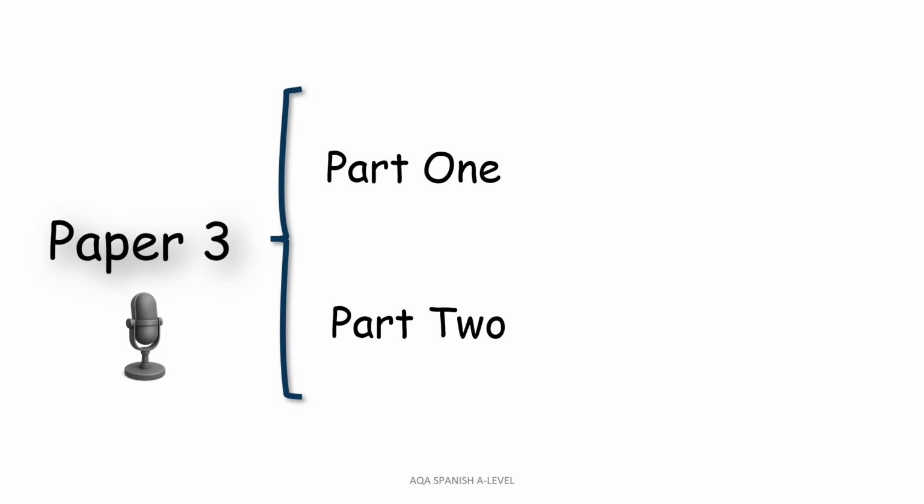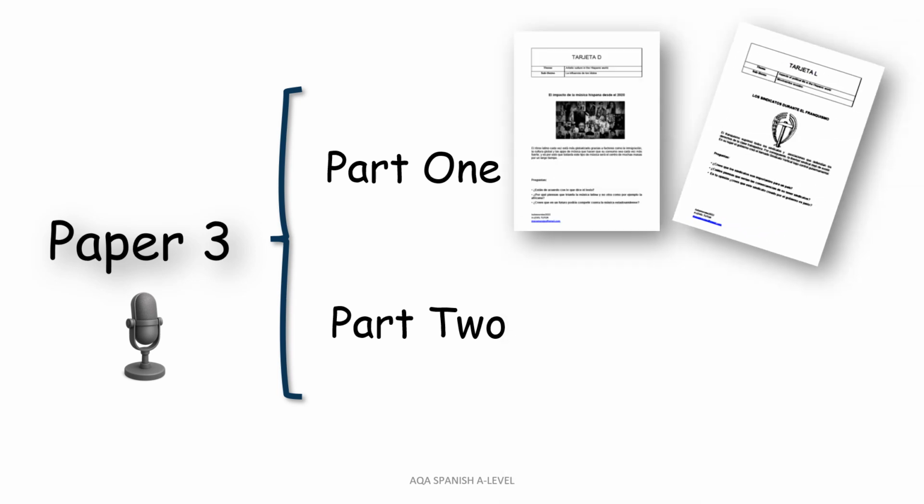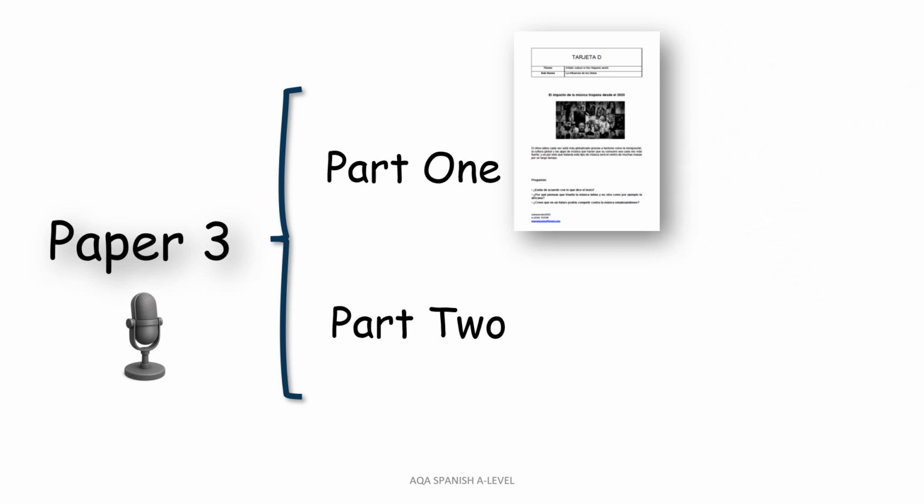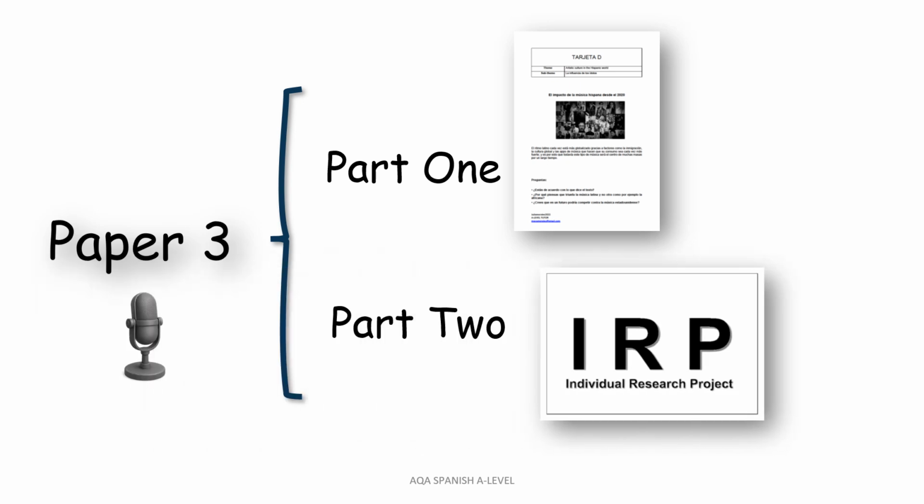In Part 1, you will be given two stimulus cards with two different topics from your units. You will need to pick one, and after 5 minutes preparation, you will need to answer the questions verbally. And Part 2, where you will have 2 minutes to deliver your speech about your individual research project, IRP, and after that you will be asked several questions about it. It sounds bad, but it's not that bad. It's like a chat where someone is secretly judging your grammar.